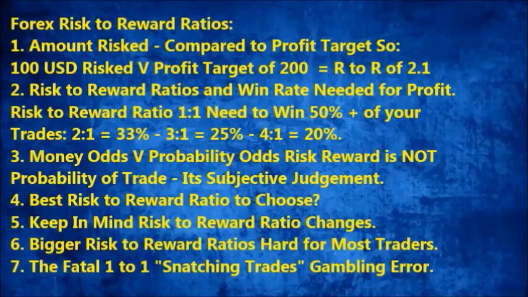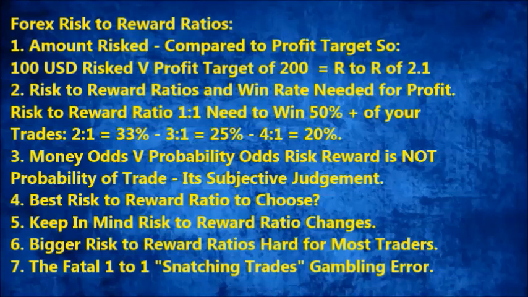Now, in terms of bigger risk reward ratios, they're hard for most traders, particularly beginners, because if you're going 4 to 1, 5 to 1, 10 to 1, then basically you've got to hold that trade through inevitable retracements and not be tempted to snatch it. Most beginners in particular don't want to lose money. As soon as they get a bit of profit, they're excited. Then it comes back a little bit on them. They don't want to see that trade turn into a loss. They've got a small profit, so they'll snatch it.